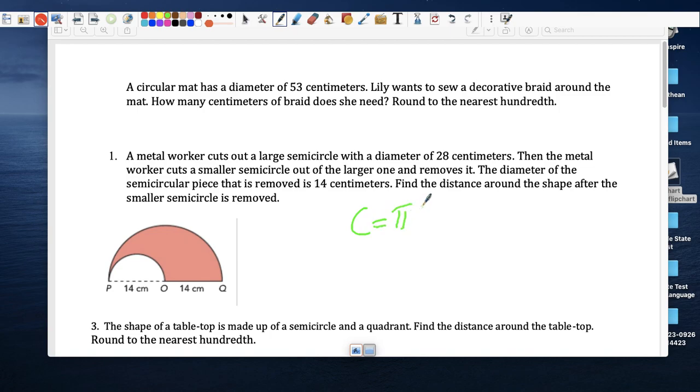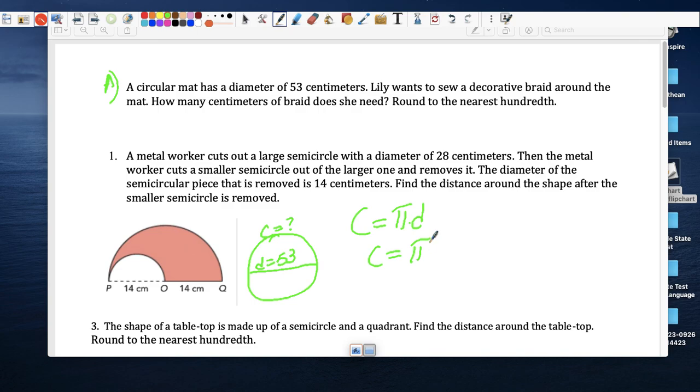C equals pi d for this one, and let's call it A. We have a circle, and the diameter is 53. And then we need the circumference, right? We want to buy this decorative braid to go around this circle. What is the length of that braid? So circumference is what we need.